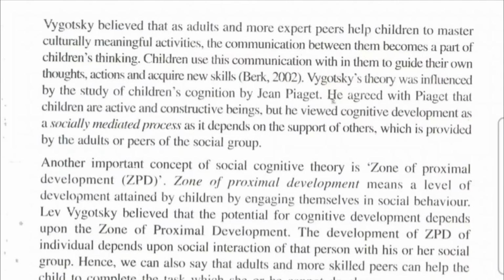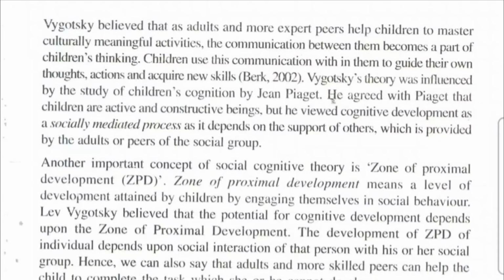Vygotsky's theory was influenced by the study of children's cognition by Jean Piaget. He agreed with Piaget that children are active and constructive beings, but he viewed cognitive development as a socially mediated process, as it depends on the support of others provided by adults or peers in the social group.